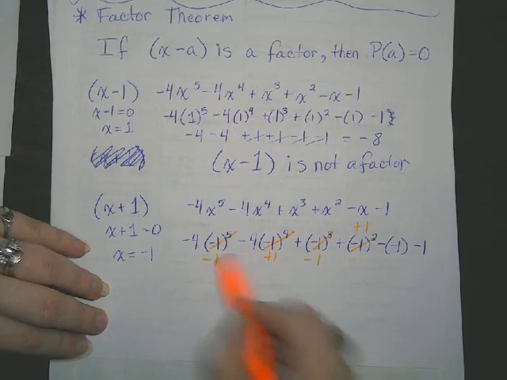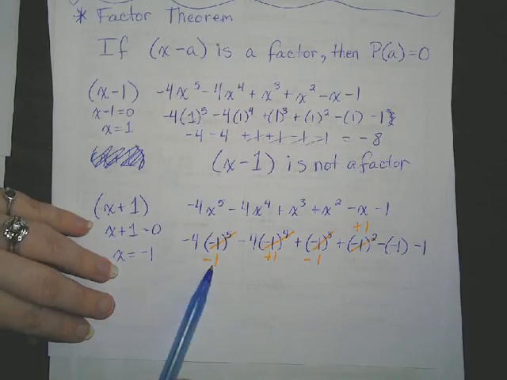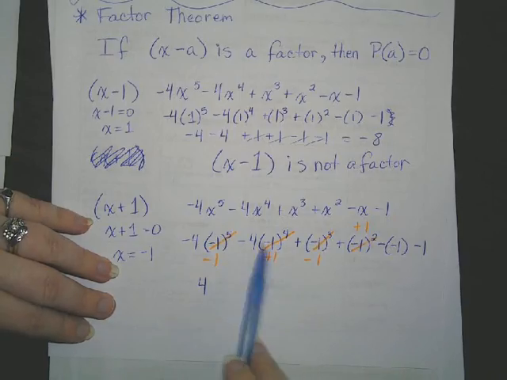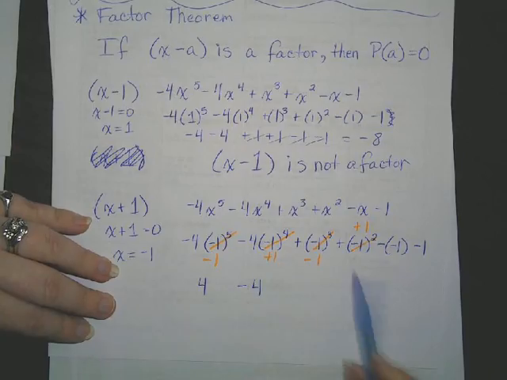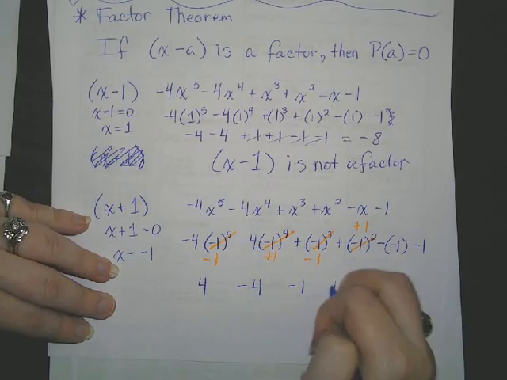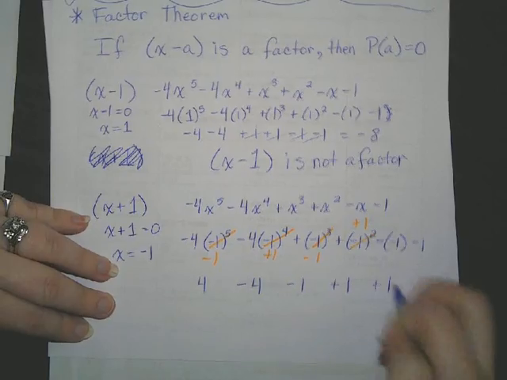Okay? So negative 4 times negative 1 gives me positive 4. Negative 4 times positive 1 gives me negative 4. This was just a negative 1. The negative 1 squared is a positive 1. Negative times a negative is a positive. And then I have a minus 1 at the end.